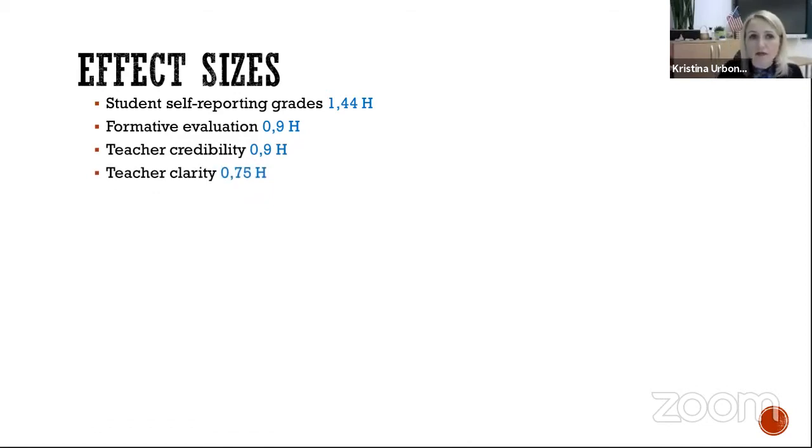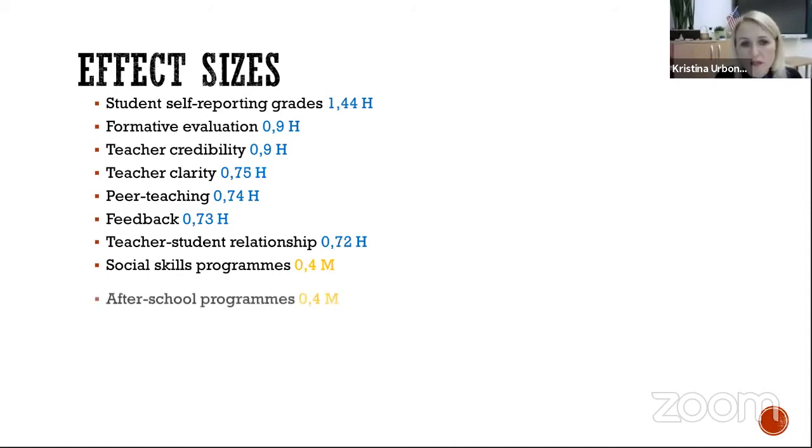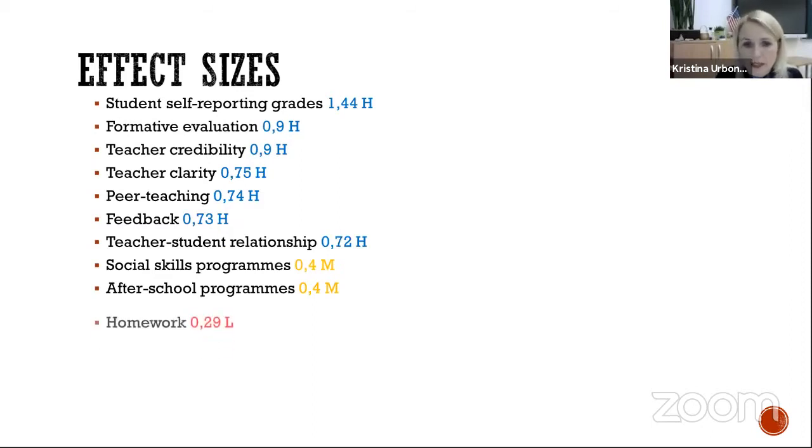Teacher clarity, 0.75, also high impact. Peer teaching, 0.74. And we move on. Teacher and student relationship, which is so important, especially for me, that is of great importance, 0.72, which is high impact as well. Then social skills programs and after school programs, somewhere in the middle, 0.4, that is a hinge point, and that is medium impact.